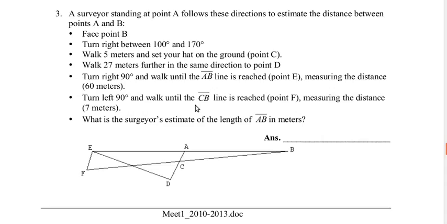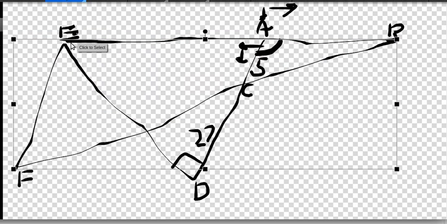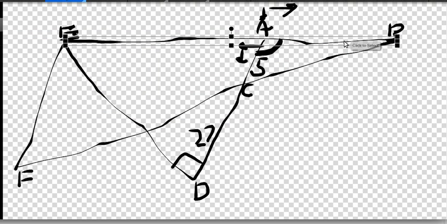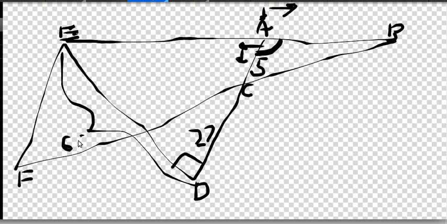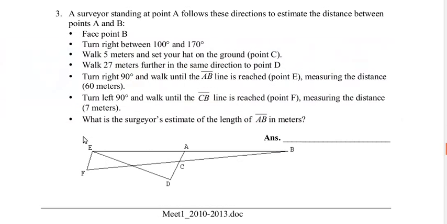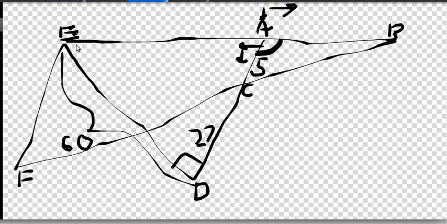And walk until the AB line is reached at point E, measuring the distance, 60 meters. So as you can see here, this is point E. E, A, and B are collinear, and ED is 60 meters. So all of ED is 60 meters. Okay. Then turn left 90 degrees, so we go back here. We make another turn, and that's a right angle.